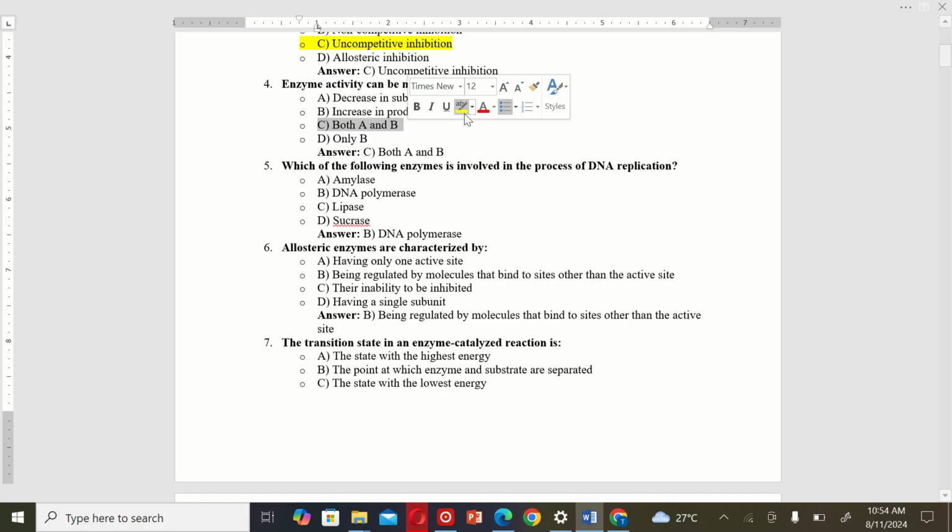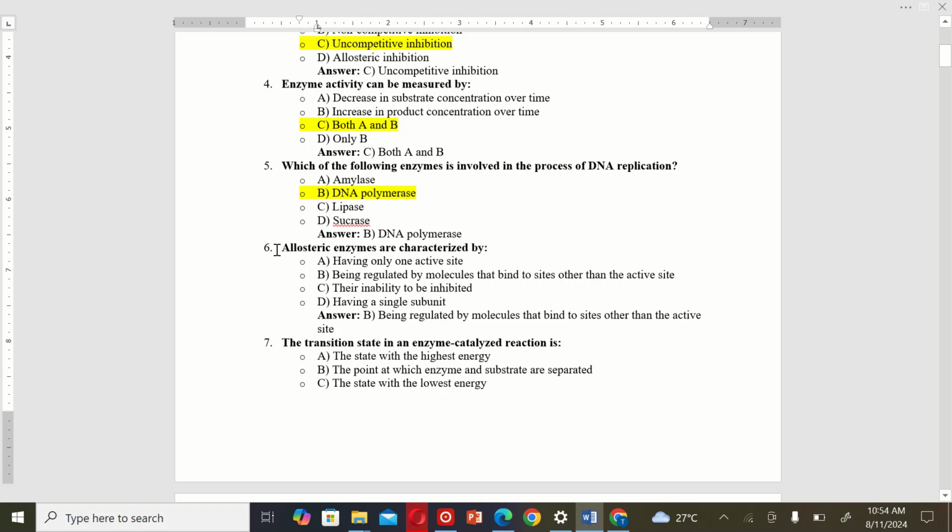Both A and B. The next MCQ is: which of the following enzymes is involved in the process of DNA replication? A. Amylase, B. DNA polymerase, C. Lipase, and D. Sucrase. So the correct option is B, DNA polymerase.